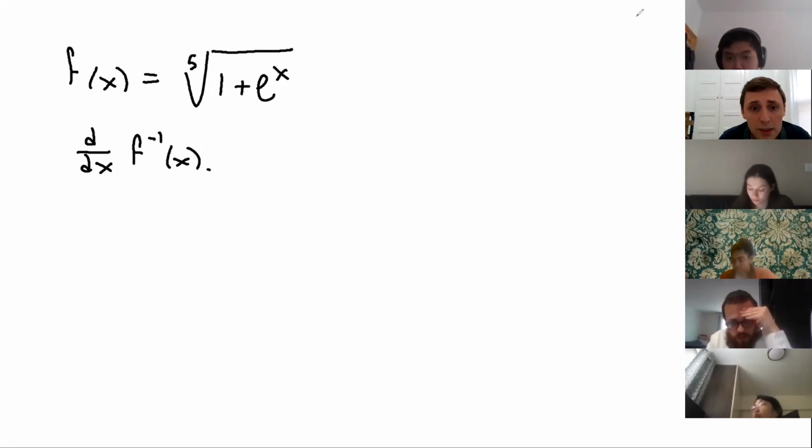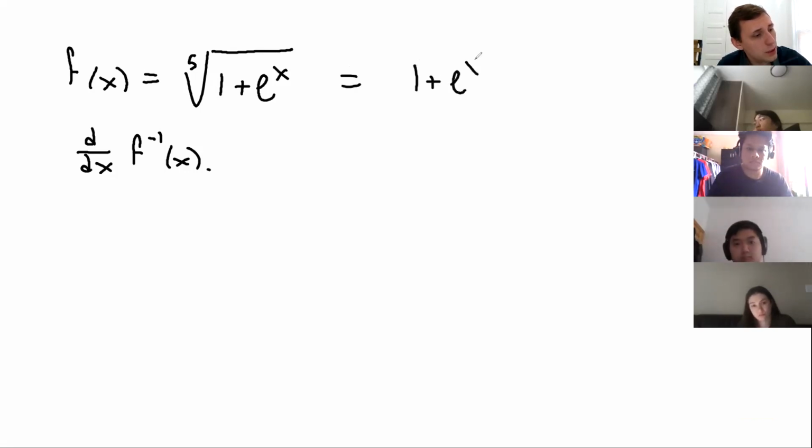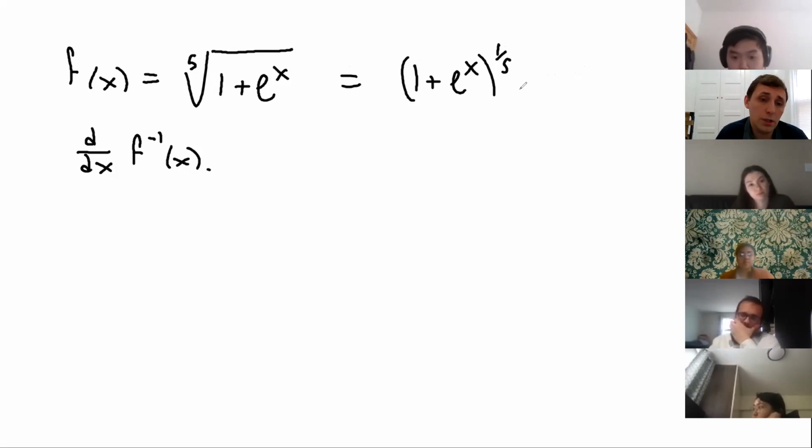You can do that, sure. You can say, let's just make it 1 plus e to the x to the power of 1/5. It's the same thing, it's not really a step. But then what do we do? This is just writing the same thing in a different way. You can do that if you like. What do you do now?